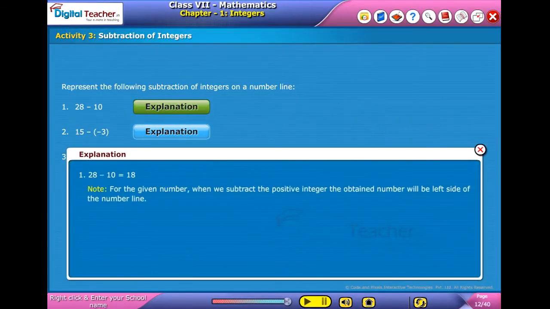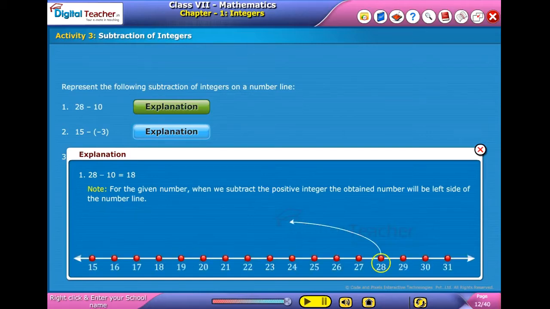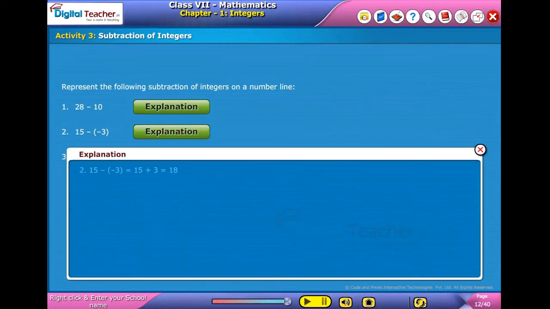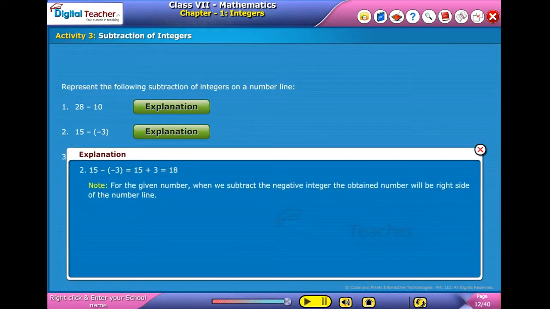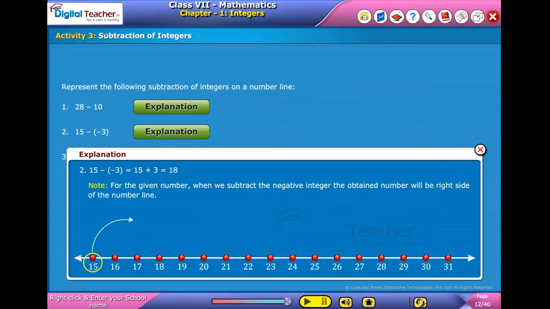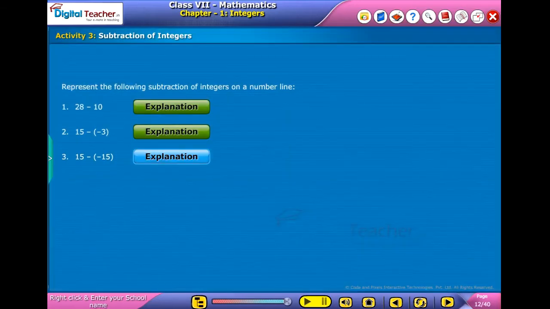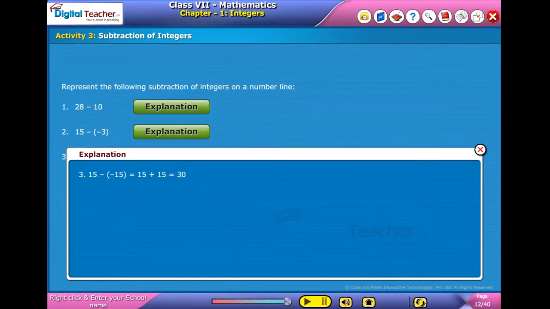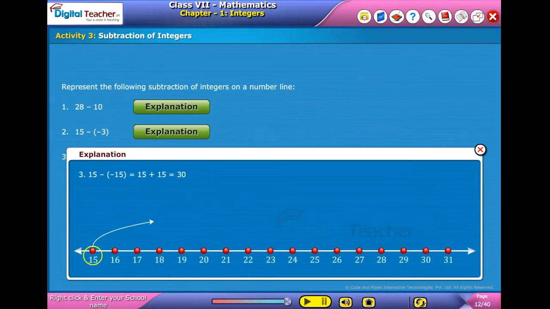Note: for the given number, when we subtract the positive integer, the obtained number will be left side of the number line. Its representation is shown on screen. Note: for the given number, when we subtract the negative integer, the obtained number will be right side of the number line. Its representation is shown on screen.